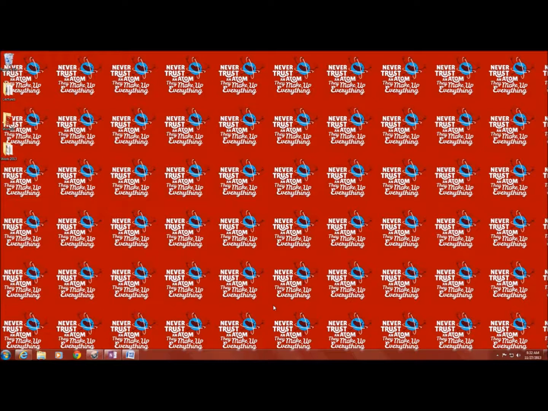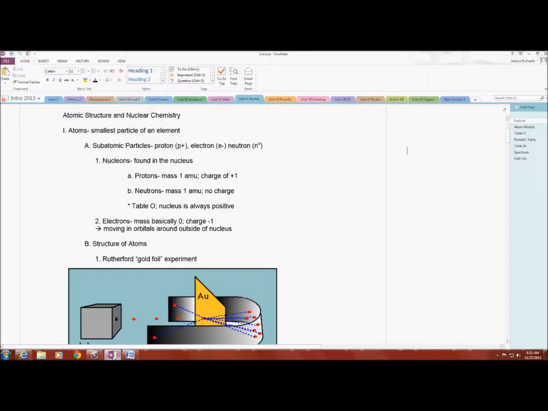Atomic Structure, Lecture A. We're going to be talking about what makes up an atom. Atoms are the smallest part of any element, so they are the things that make up everything else around us. They're made of three parts. They're called subatomic particles because the prefix sub means below. Subatomic parts are smaller than an atom. The three pieces we're responsible for are protons, electrons, and neutrons.